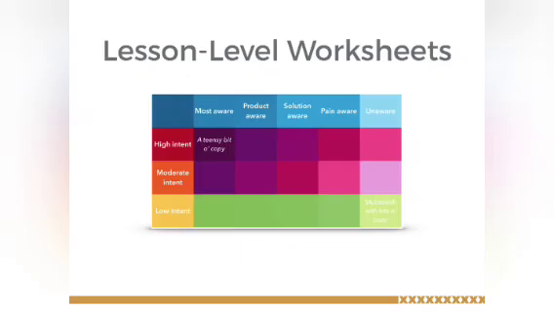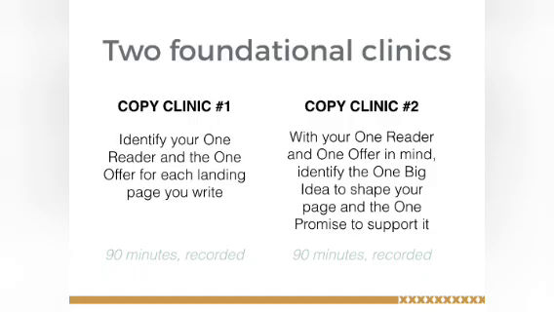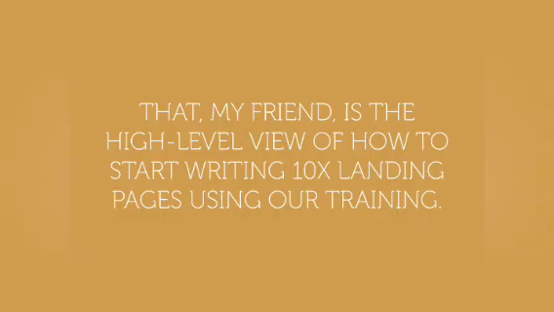So get those, work through them, keep them handy. There's also going to be a bonus resource section that you need to check out, including 2 foundational clinics. The copy clinic number 1, which is where you identify your one reader and one offer. And the second one is where you build on that to identify the one big idea and the one promise to support it. And that is basically the high level view, of course, of how to start writing 10x landing pages using this program.